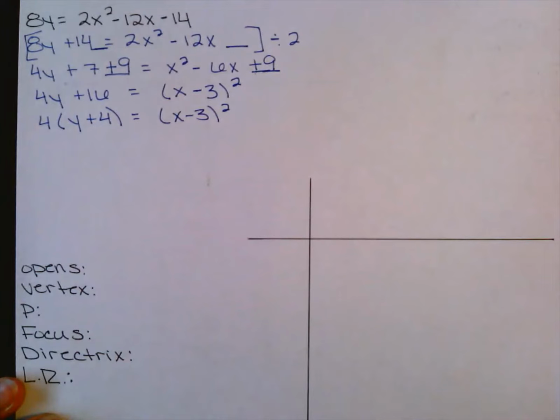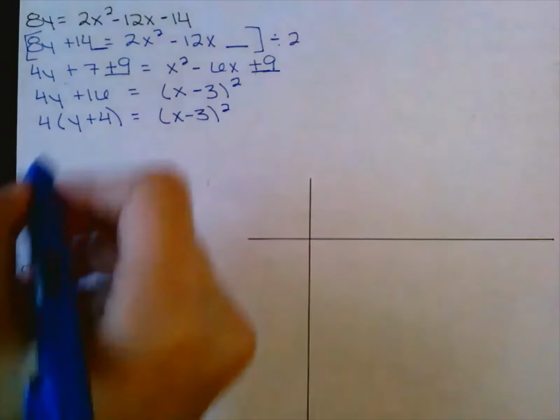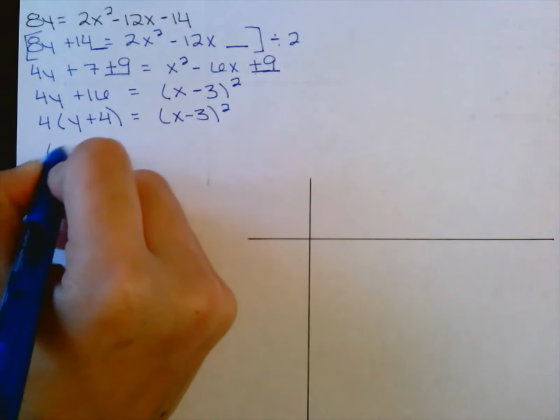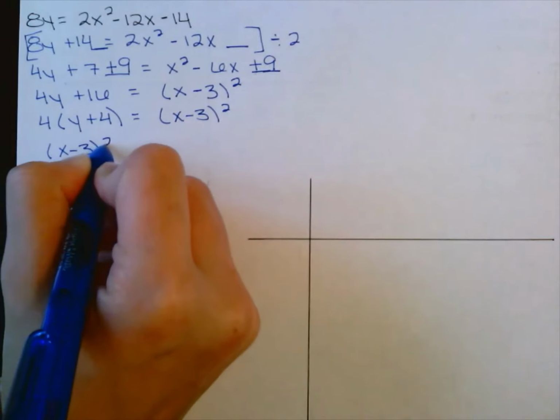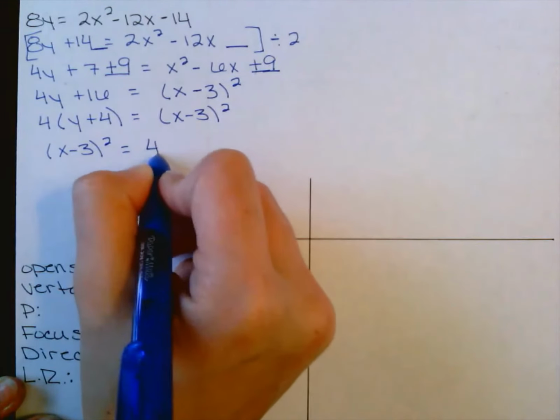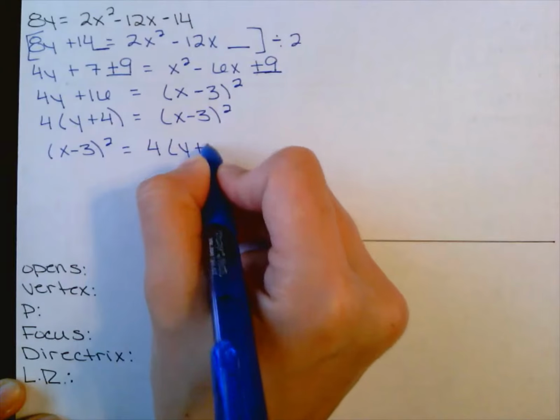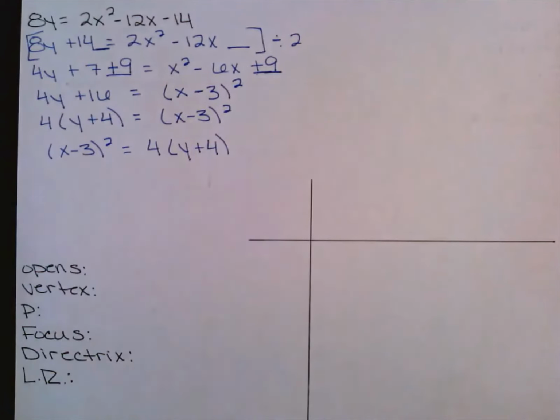This should start to look a lot more familiar. If you feel more comfortable switching the order, you can say x minus 3 squared equals 4, y plus 4. I'm literally just mirroring it, okay? Now, at this point, you're ready to graph.